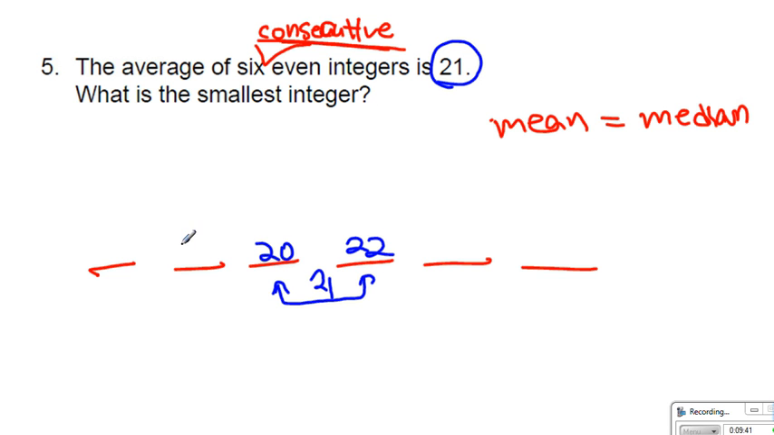And what is the smallest one? This becomes 18, and this becomes then 16. So 16 becomes our final answer. All right, let us move on.